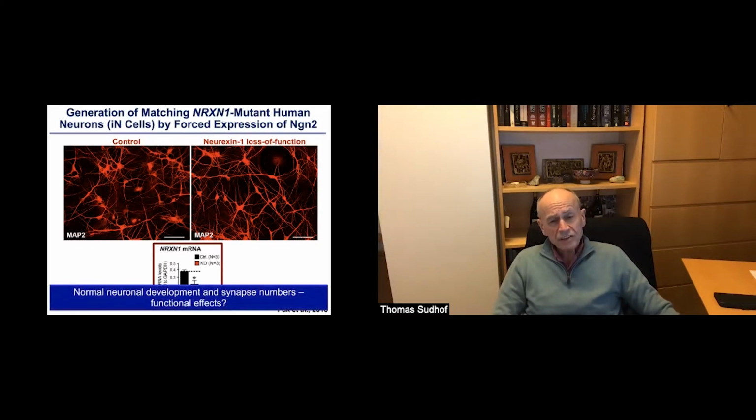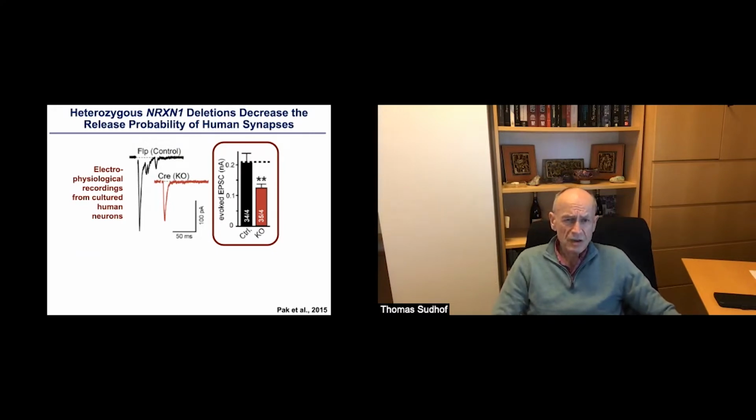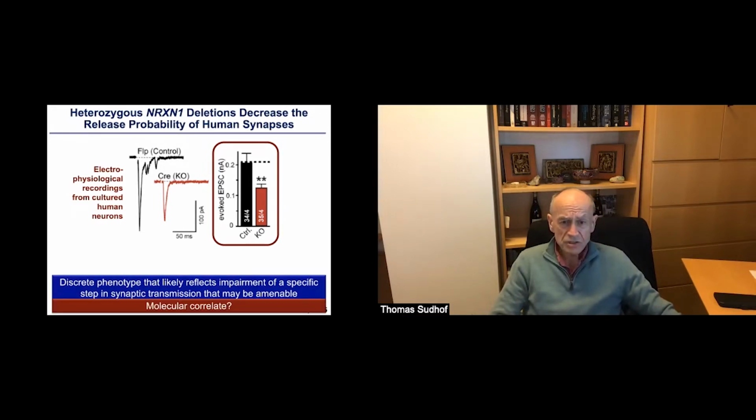We then looked at functional effects, synaptic transmission, and what we found, as illustrated here, was a 40% decrease in synaptic strength, suggesting that there's a direct consequence in the strength of synapses as a result of the deletion of one of the two alleles of Neurexin 1. So this is a discrete phenotype that likely reflects an impairment of a specific step in synaptic transmission, and that may be amenable at some point to pharmacological intervention.